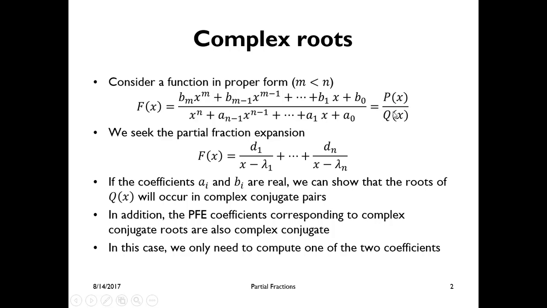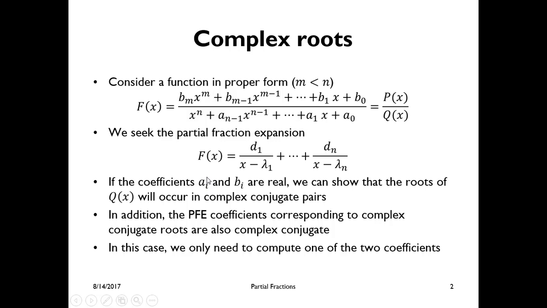We will also assume that the rational function is proper, so that the degree of the polynomial in the numerator is less than the degree of the polynomial in the denominator. As such, we can seek a partial fraction expansion involving only linear factors. In other words, f of x is going to be some constant d1 divided by x minus lambda 1 plus d2 over x minus lambda 2 plus all the way to dn over x minus lambda n, where lambda 1 to lambda n are the n roots of q of x.